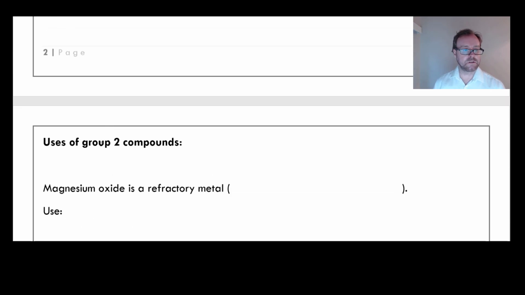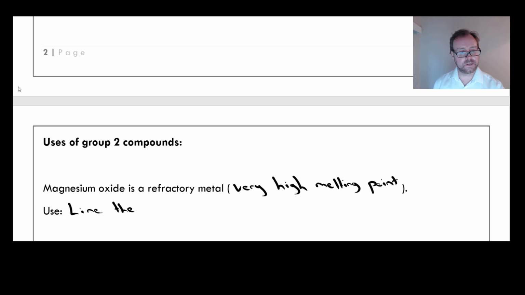Moving on, uses of group 2 compounds. Magnesium oxide is a refractory material, which means it has a very high melting point. Its use is to line the inside of a blast furnace.